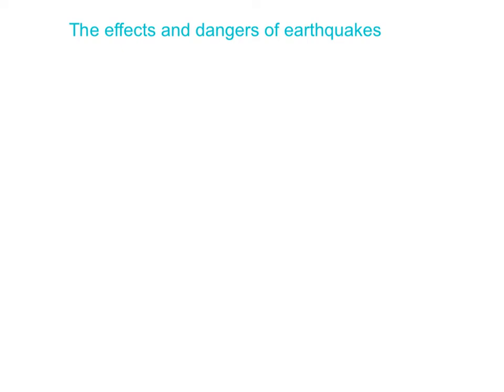Hi, I'm going to explain the effects and dangers of earthquakes. So, one of them is landslides or avalanches. And then, because tsunamis or fires or big waves or falling rocks can cause avalanches and landslides because they can knock down stuff, and then that knocks down more things and stuff.